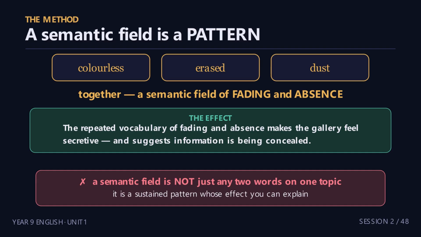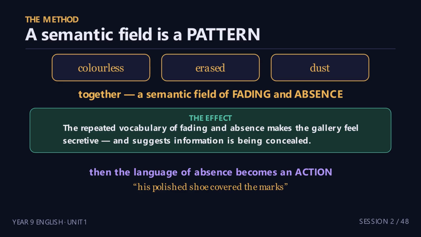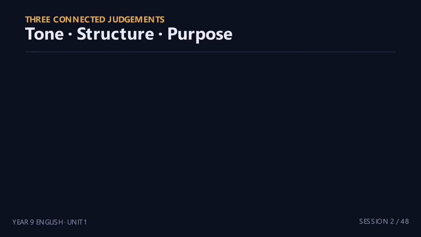And look what the writer does next. That language of absence stops being description and becomes an action when the guard's shoe covers the marks. The theme of things being erased is no longer in the light, it's in a person. That's what turns a pattern into an argument. Three connected judgments: tone, uneasy, and suspicious. Justified by a pattern, not one adjective.